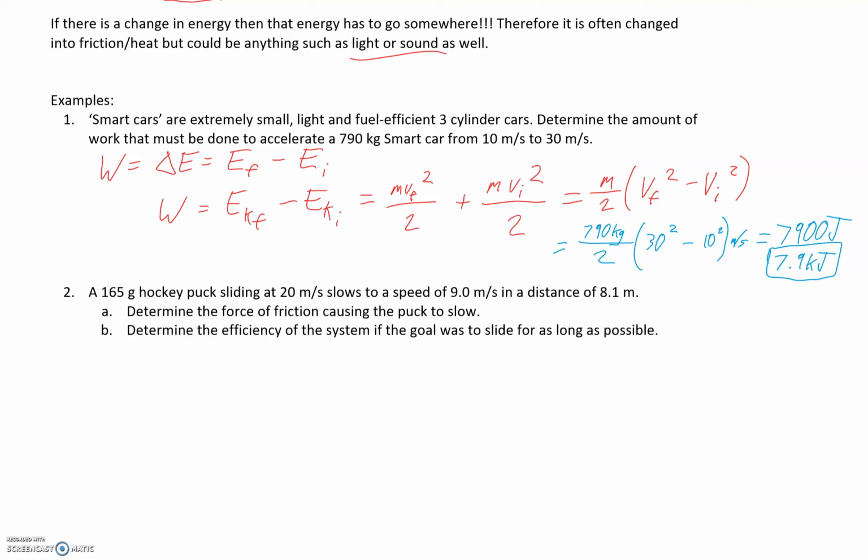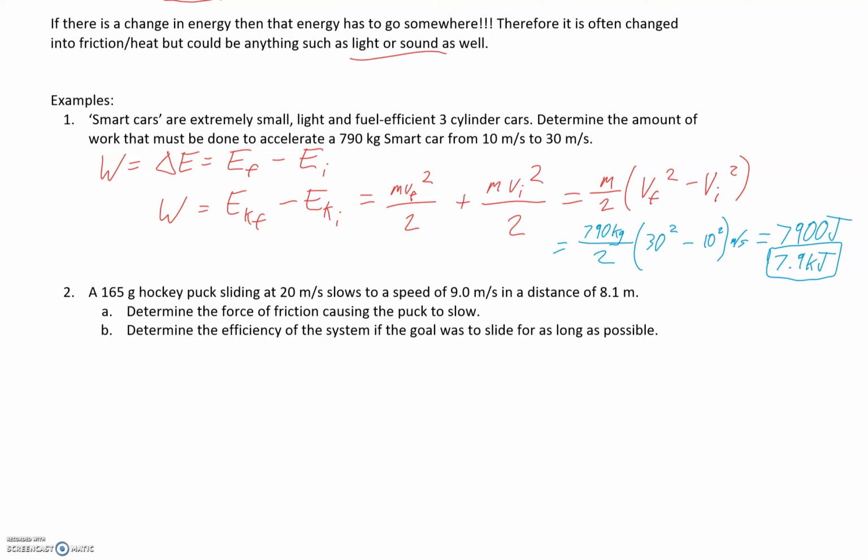A 165-gram hockey puck is sliding at 20 meters per second, slows down to 9 meters per second in a distance of 8.1 meters. Determine the force of friction causing the puck to slow. Well, there's a little bit to think about here.